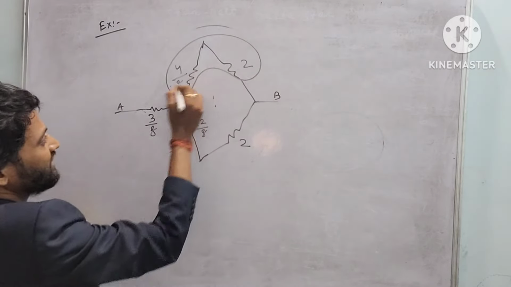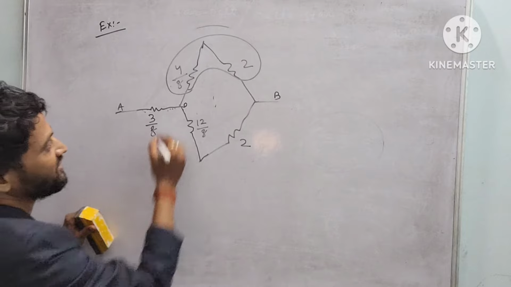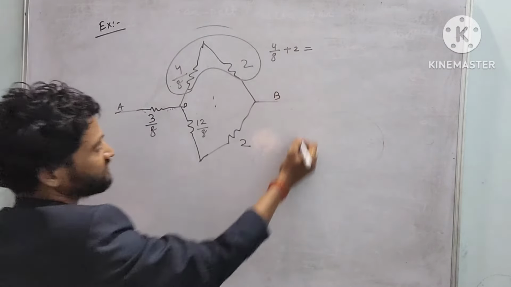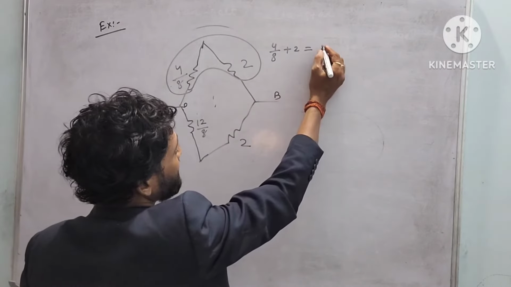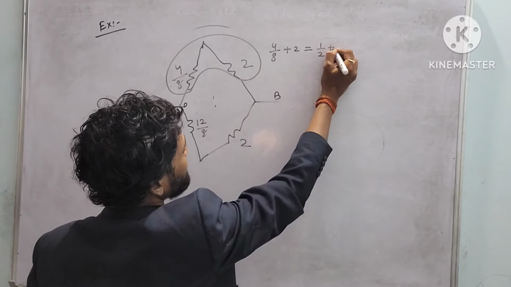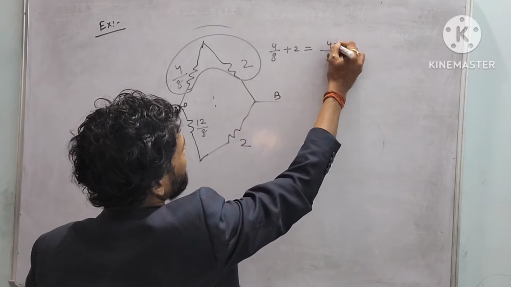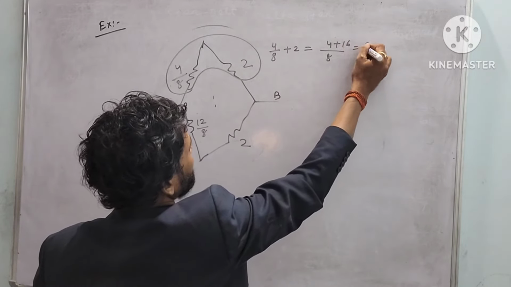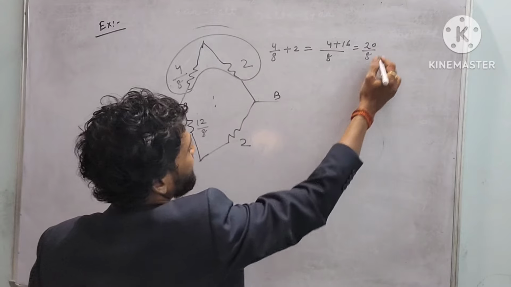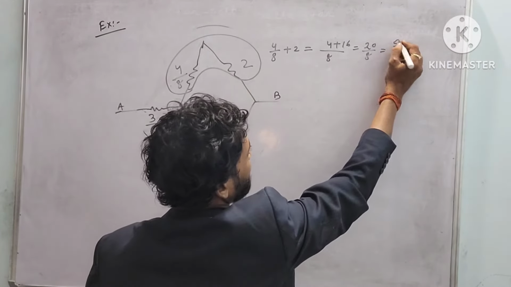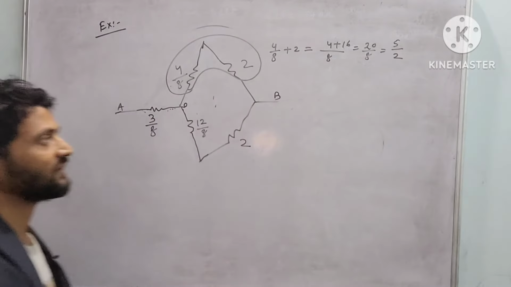Right? Now you can find out the equivalent resistance. See, 4 by 8 and 2 both are in series. So what is the equivalent resistance? 4 by 8 plus 2, right? So this is 1 by 2 plus 2. You take LCM 8: 4 plus 16, so 20 upon 8. So it will be 5 upon 2. Is it clear?